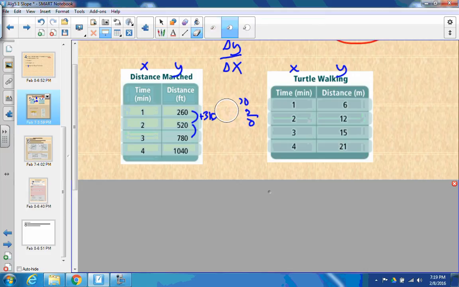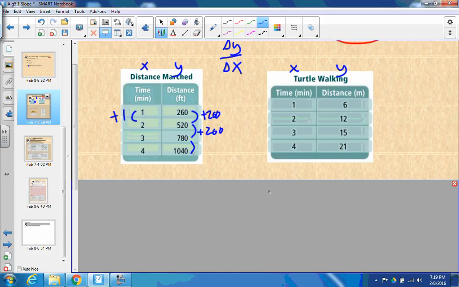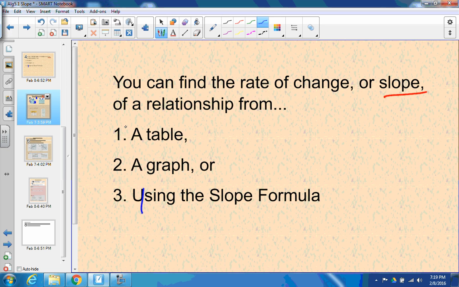All right, so it's actually up 260 as this goes up 1. Let's check the next one. This is going up 260. And this one is going up 260 as well. They're all going up by 260 as these all go up by 1.